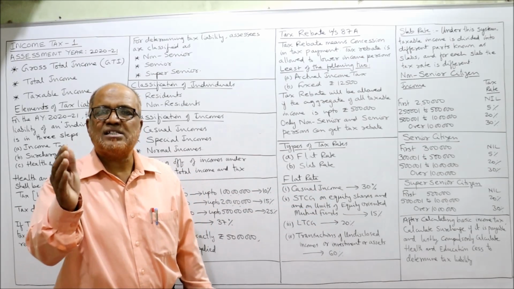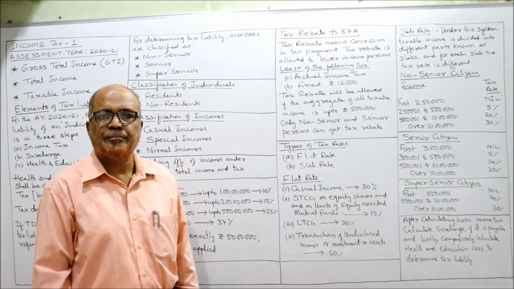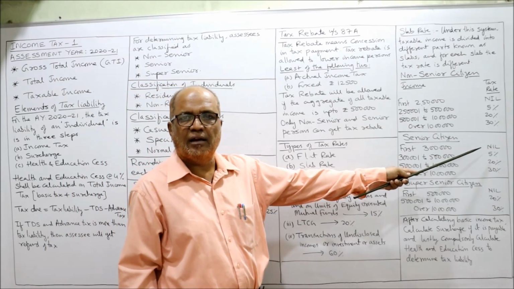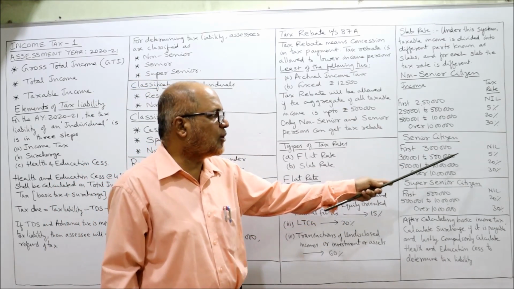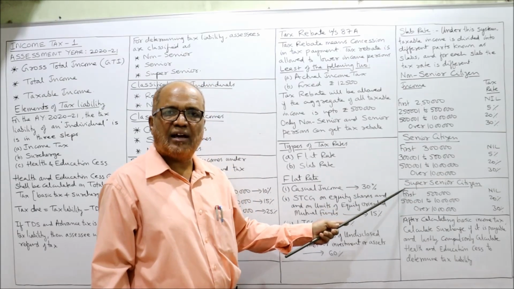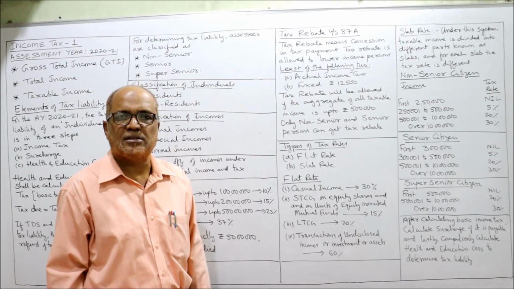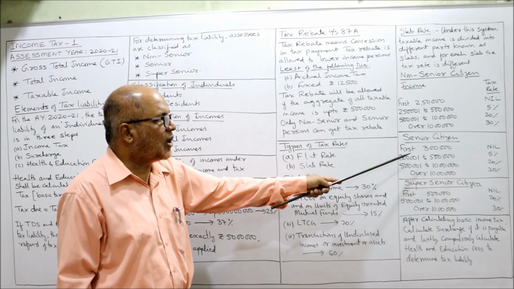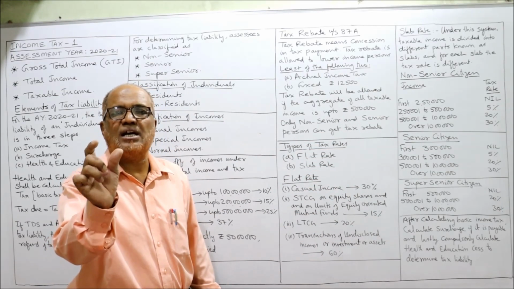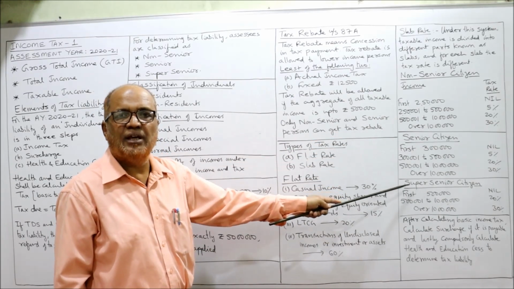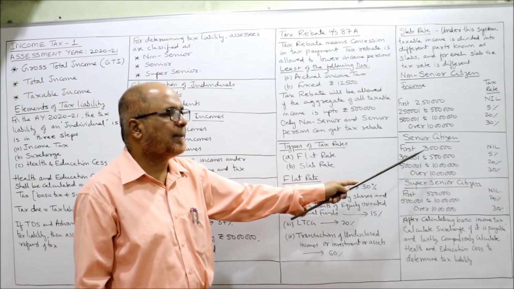Senior citizen: first 3 lakh rupees nil. Basic exemption limit is 3 lakh. So first 3 lakh rupees nil. From 3 lakh 1 to 5 lakh rupees, 5%. 5 lakh 1 to 10 lakh rupees, 20%. Over 10 lakh, 30%. What is the difference between non-senior and senior? The basic exemption limit is the difference. Here the first is 2,50,000. Here the basic exemption limit is 3 lakh.